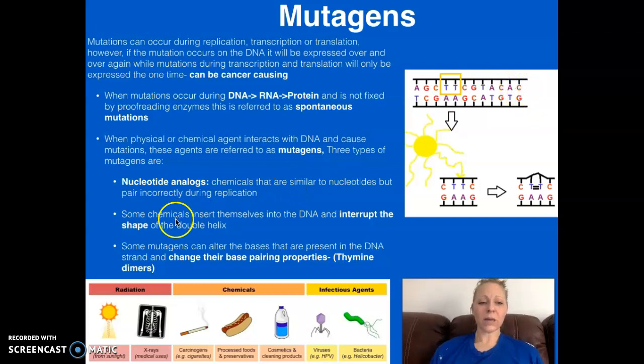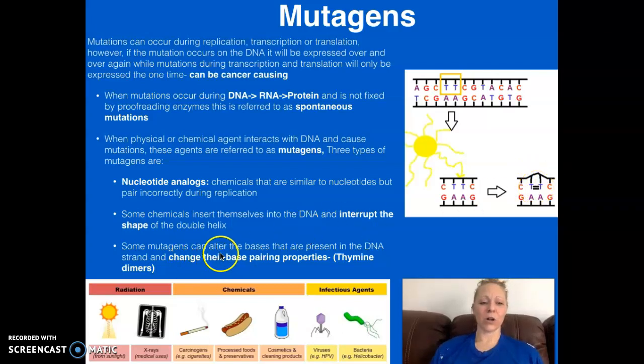Some chemicals insert themselves into the DNA and interrupt the shape of the double helix. An example of this would be a thymine dimer. A thymine dimer is when you have two thymines together, and when you have X-rays specifically, they're going to cause a double bond between these two thymines, and it actually interrupts the shape of the actual double helix, which can be very problematic.